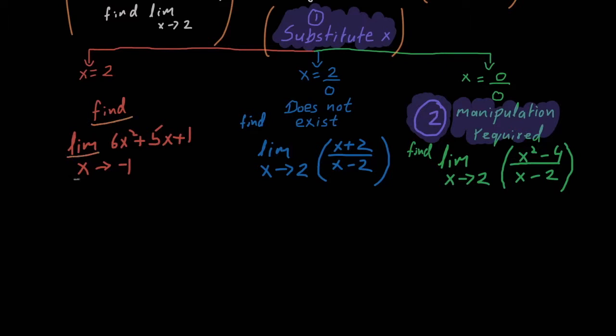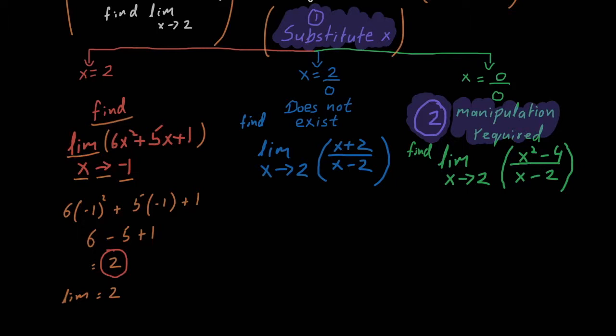Find limit as x approaches -1 of this equation. According to the rule we have established, we'll simply substitute -1 into the equation. So 6(-1)^2 + 5(-1) + 1. 6 - 5 + 1, and the answer is 2. This is the first scenario where we will say that the limit is 2 as the answer is a numerical value.